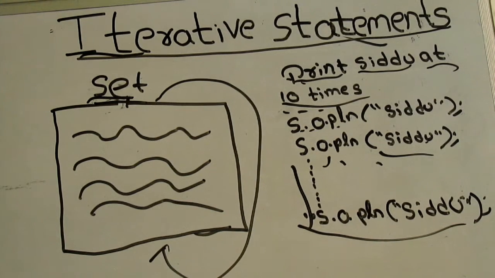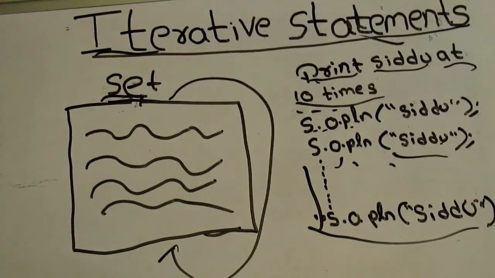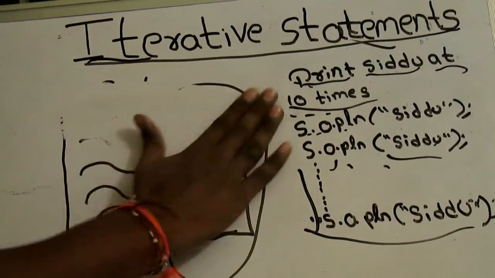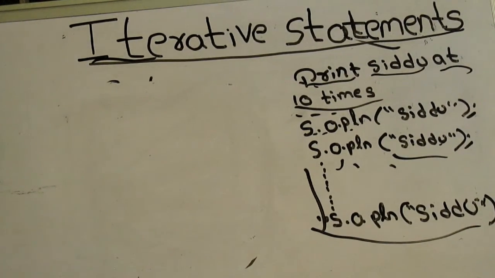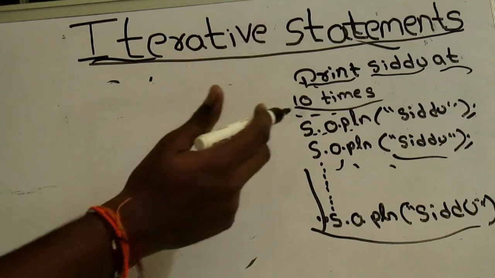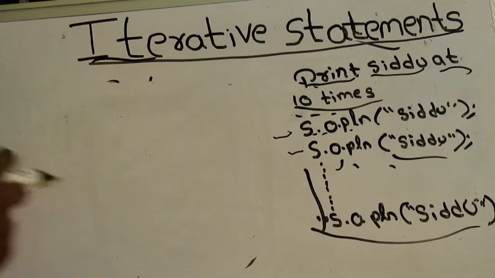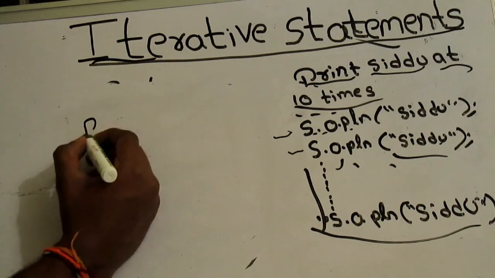To avoid all this, we use iterative statements. Without them, we print this 10 times with System.out.println written 10 times. With them, we use it just one time. How is it done? With a for loop.